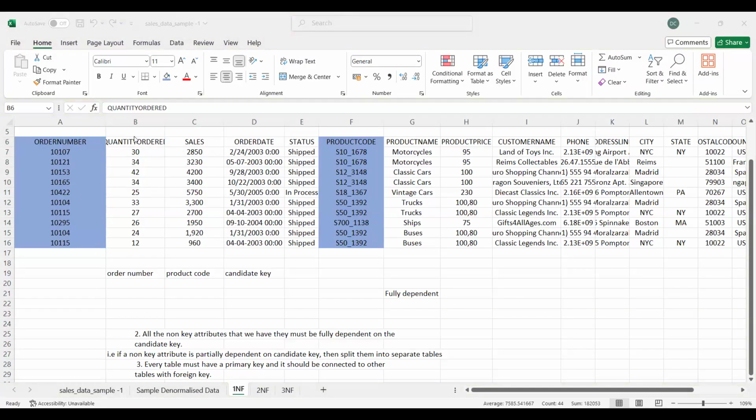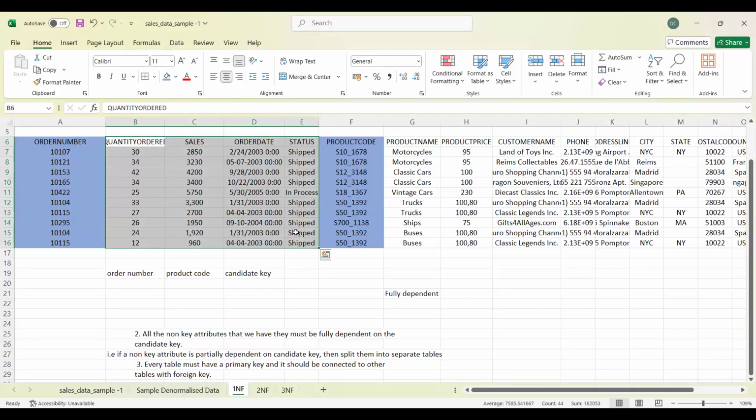Yes, ma'am. So this data is about order number only. If any data is completely about that column, we can say that it is fully depending on order number. All these columns are fully depending on my order number. But here my condition is that it should be fully dependent on the candidate key. That means we should take the combination of order number and product code together.